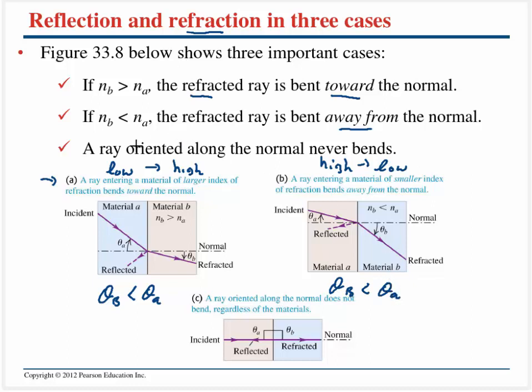If it turns out that the ray is oriented along the normal, then it's not going to bend regardless of index of refraction. So we can have a light that's going to be coming in like this. The light wave that's reflected back is going to be just in the backwards direction, and the refracted ray, regardless of index of refraction, is just going to be along the normal line.